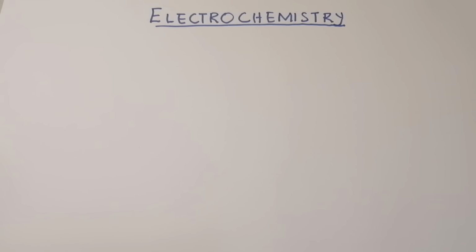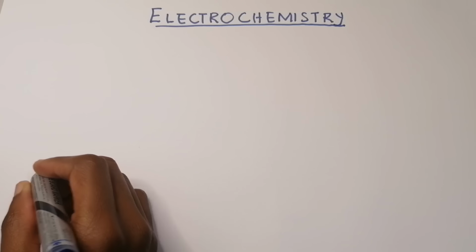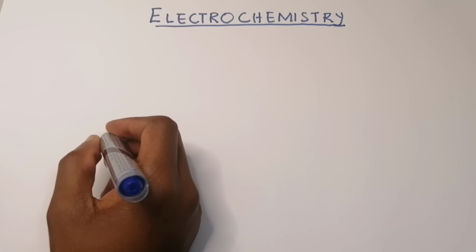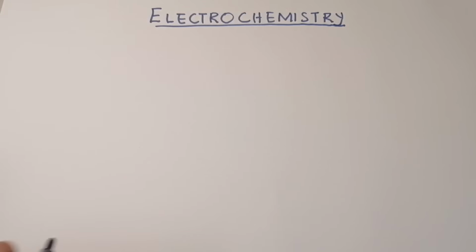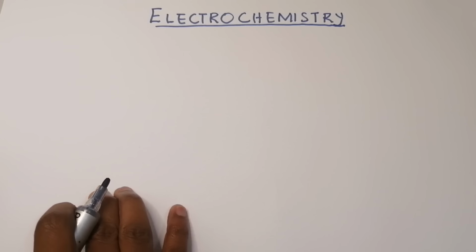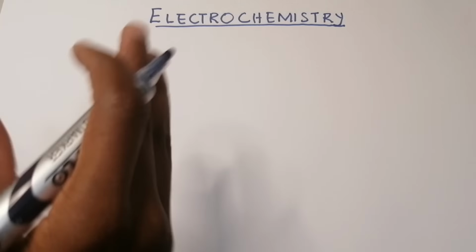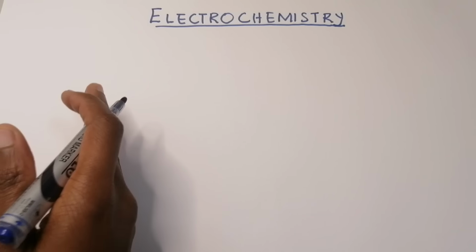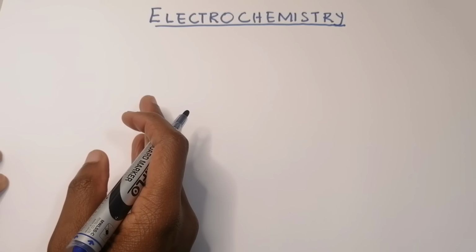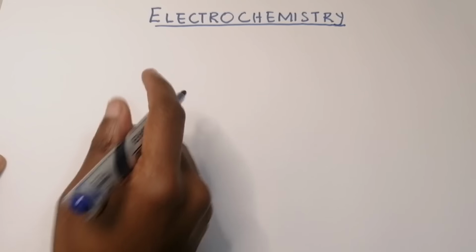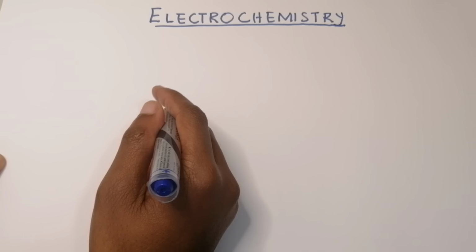So first of all, starting with electrochemistry. We tackled the galvanic cell initially, and we said in the galvanic cell, this is where we are converting chemical energy into electrical energy. But this time around, we're looking at the electrolytic cell.